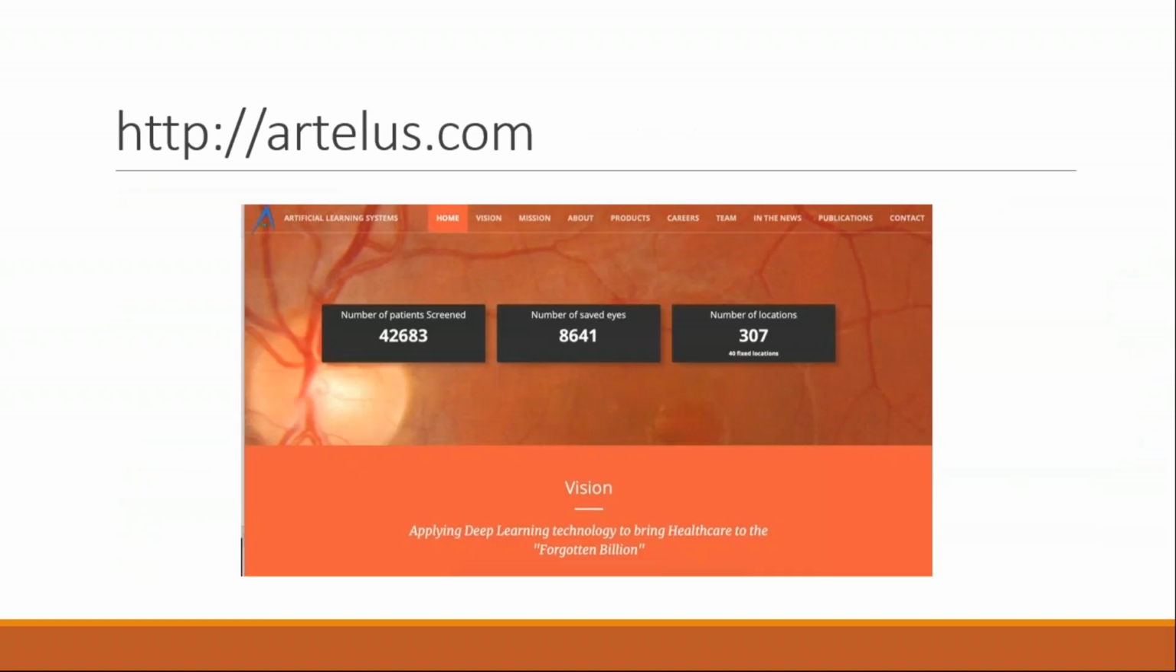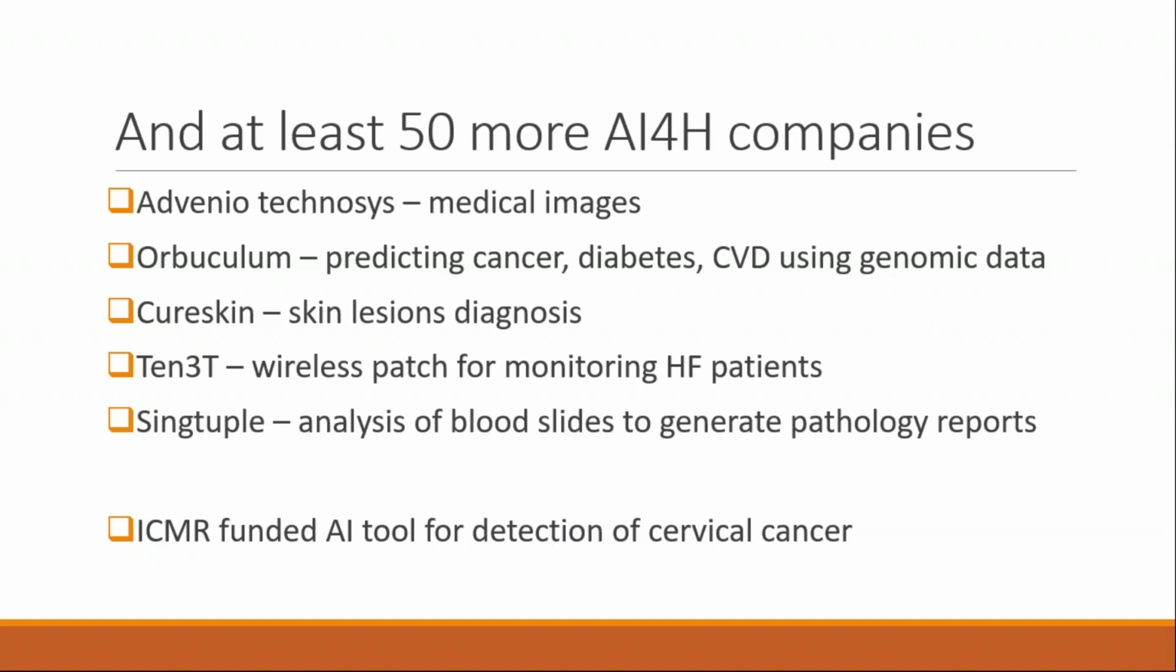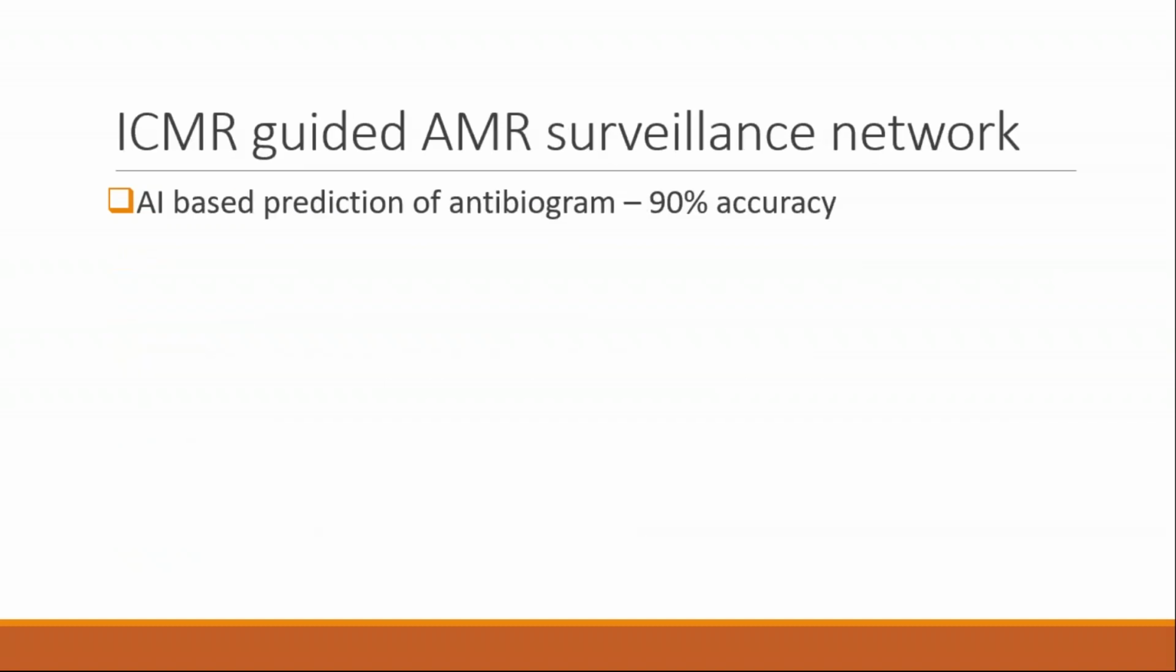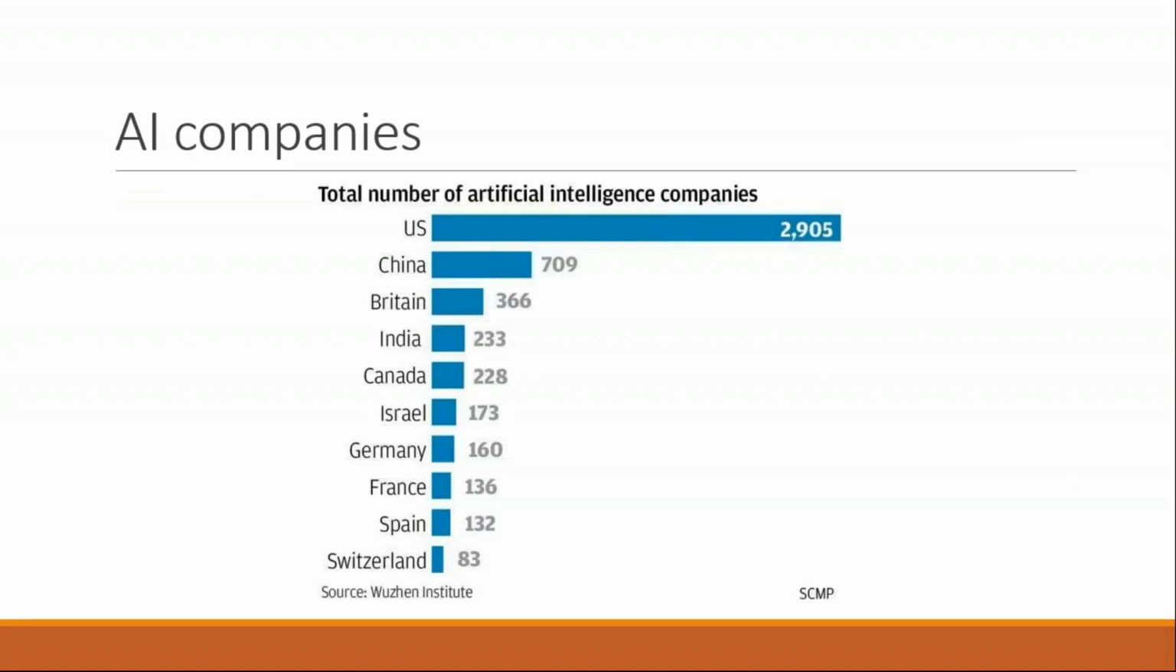And there are many more tools for retina imaging, and there are at least 50 more similar companies which are working. The government sector is not behind. ICMR, which is the leading research agency in India, is working on an antimicrobial resistance surveillance network and has deployed AI for detection and anticipating resistance development in different microorganisms using their genomic data sets.